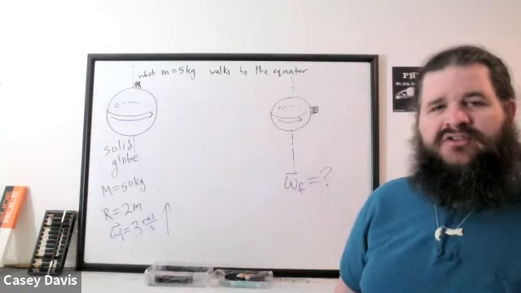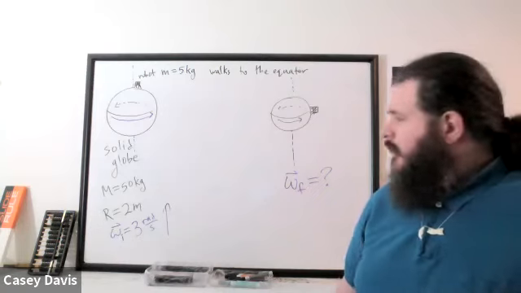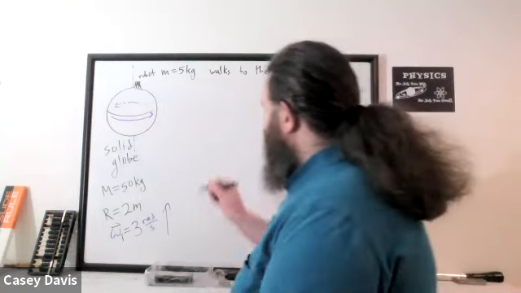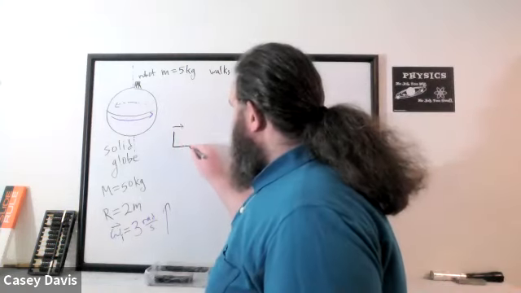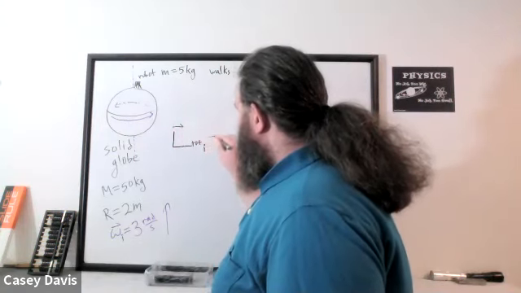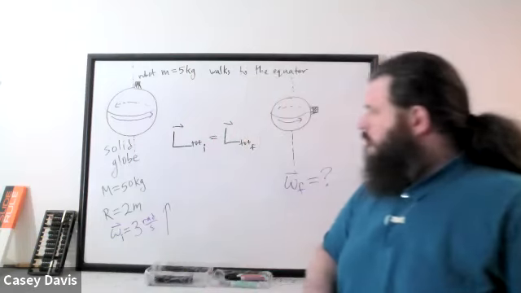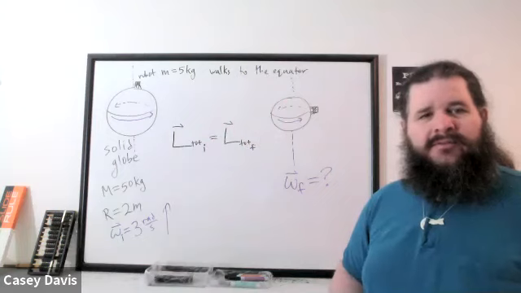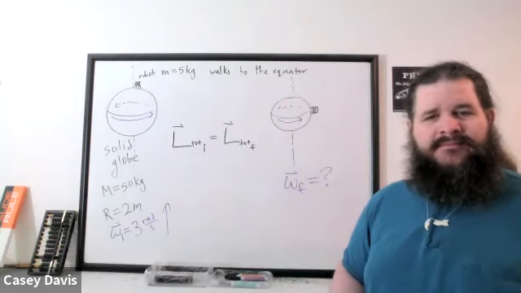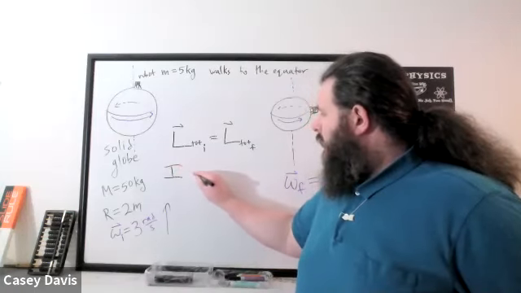No external torques means no change to the total angular momentum. So we can assume that the angular momentum is conserved. The total angular momentum initial equals the total angular momentum final. And how do we define angular momentum in the first place? What is angular momentum? Moment of inertia times angular velocity.